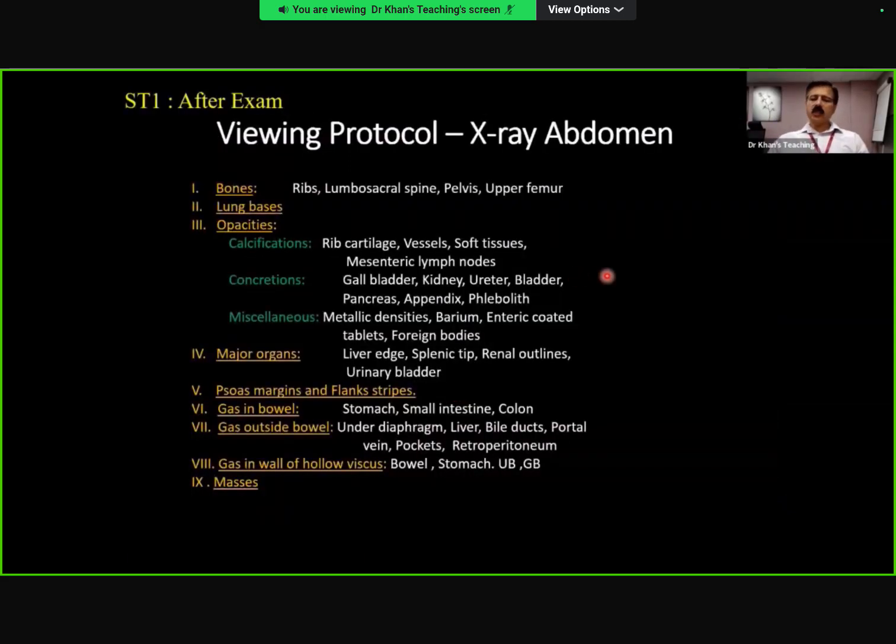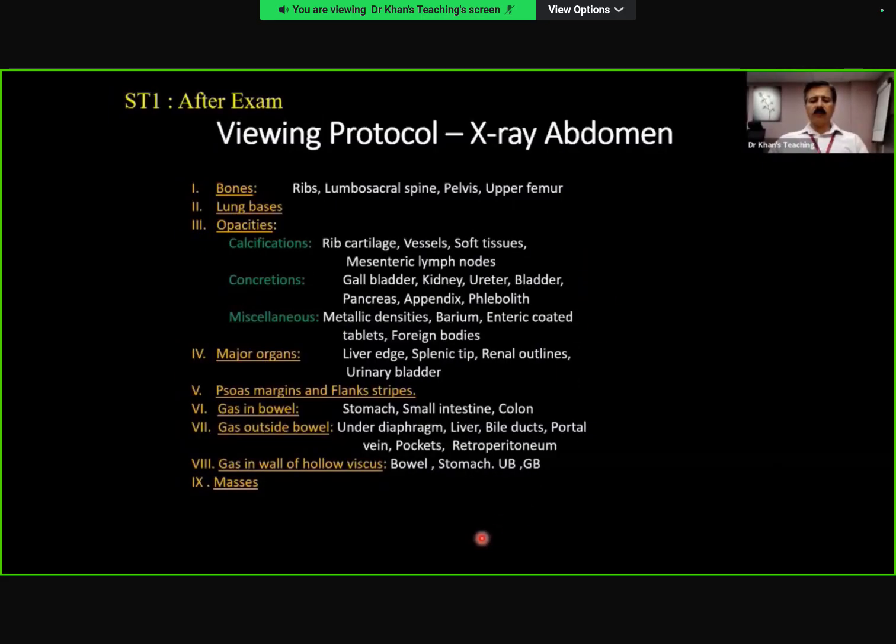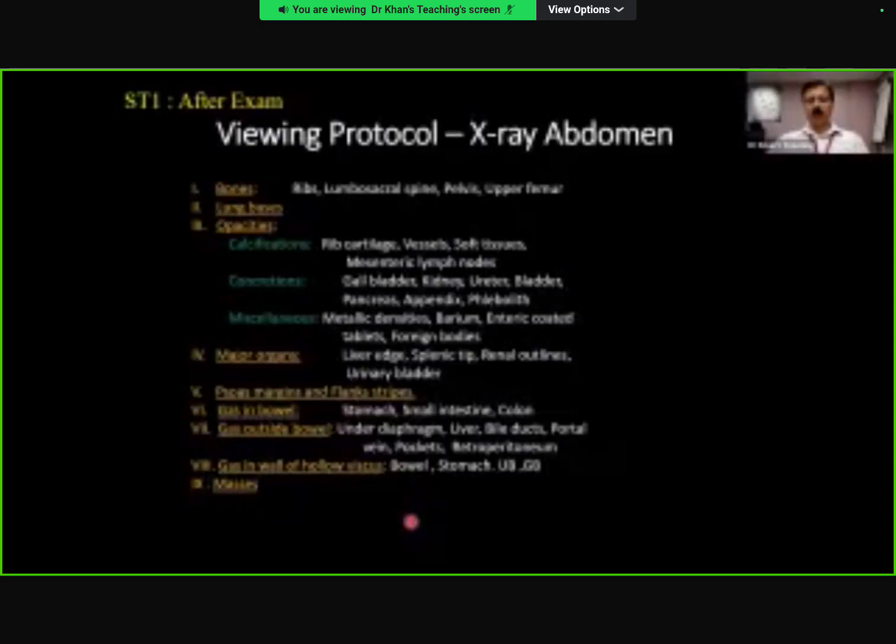Okay, ST1s after the exam, which is after October, we will go into a phase where we'll go back to the basics and go back into details. So today, for example, I'm not going to teach you how to read an X-ray abdomen. All ST4 know it, but I am sure ST1s don't know it as well. So we'll go back and we will design some curriculum for ST1 level. So this is the protocol to see a plain abdomen.